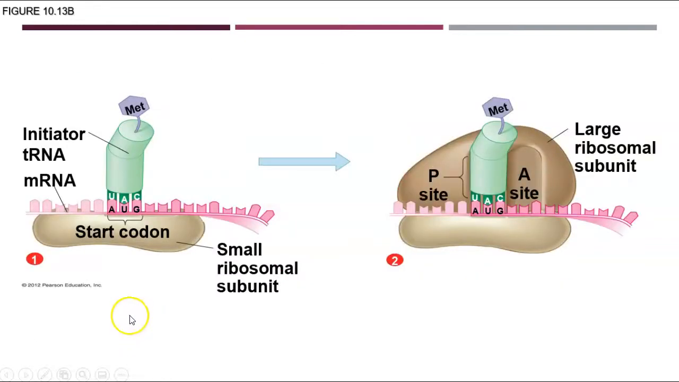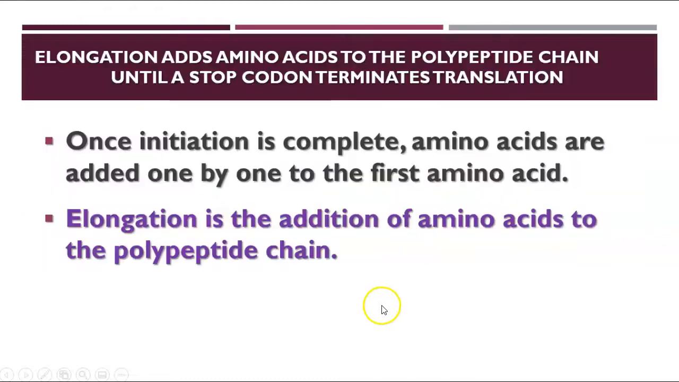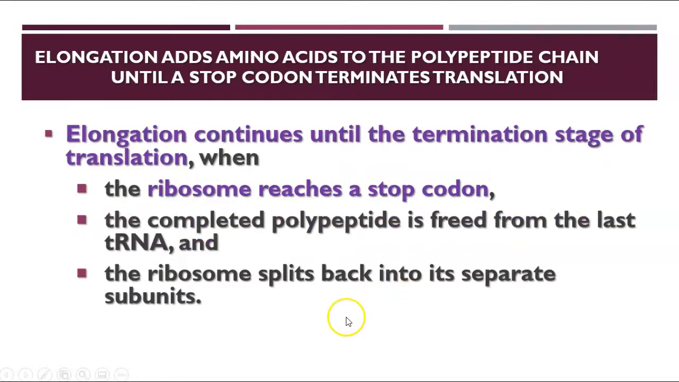Okay, so our initiator is our first transfer RNA that matches up to the start codon on the small subunit. Then the large subunit comes into place, leaving room for the next amino acid to come in. Once the initiation is finished, then the amino acids come in one by one to attach after the first one. And then the addition of amino acids to the chain, to the polypeptide, is called elongation. So initiation first, then elongation, okay?